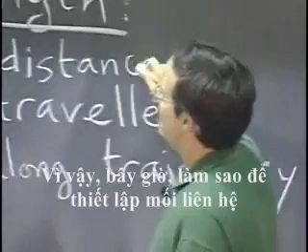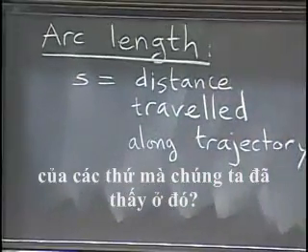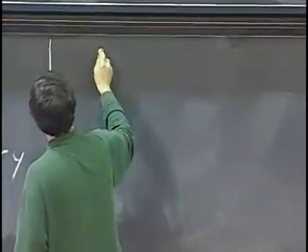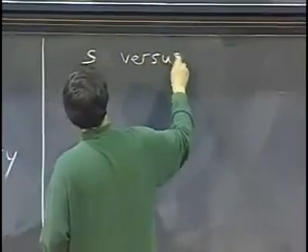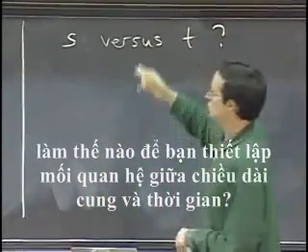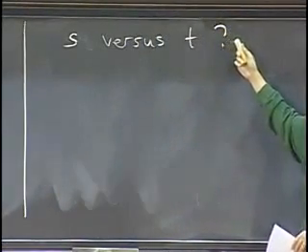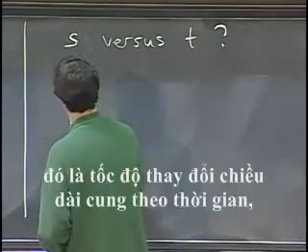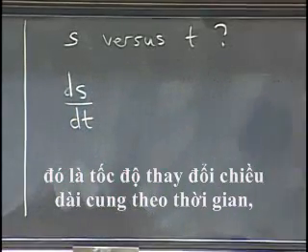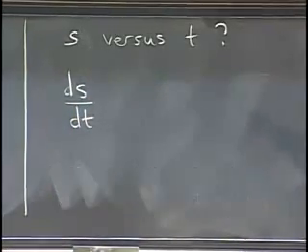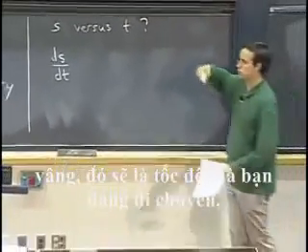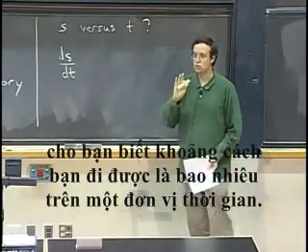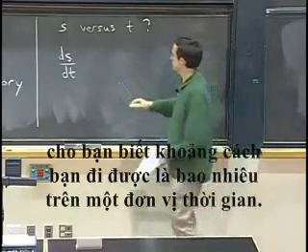So now, how does it relate to the things we've seen there? In particular, how do you relate arc length and time? Well, there's a simple relation, which is that the rate of change of arc length versus time, that's going to be the speed at which you're moving. Because the speed, as a scalar quantity, tells you how much distance you're covering per unit time.